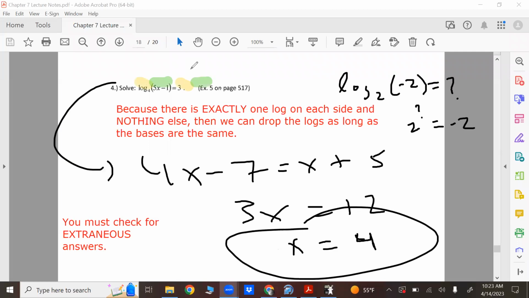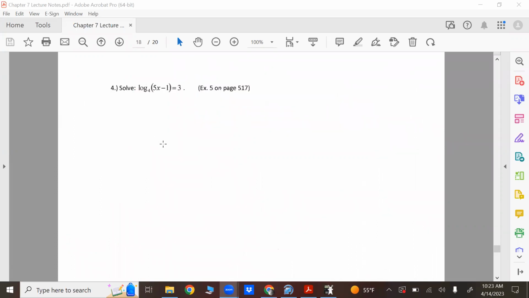Exactly, the subscript of the log. Right. Now, if they were different, you'd have to use some more creative techniques, but I'm not going to do that to you guys because you guys are just learning about logs. You'll have the opportunity in pre-calculus to do the more advanced stuff. Okay, let's look at number 4.